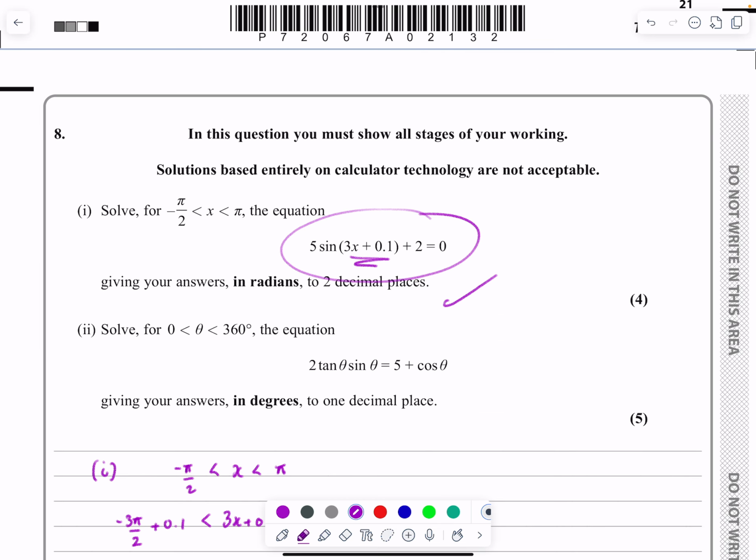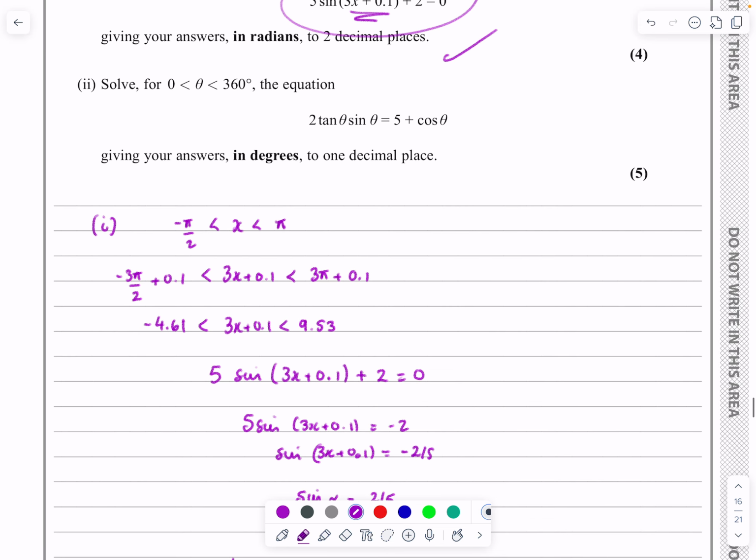I didn't really mention at the start, but everything was asked for to 2 decimal places up there. If you're not sure about that, you might need to go and have a look at some of the other questions that I've done within the P2 trigonometry. Let's keep going and do part 2 then.